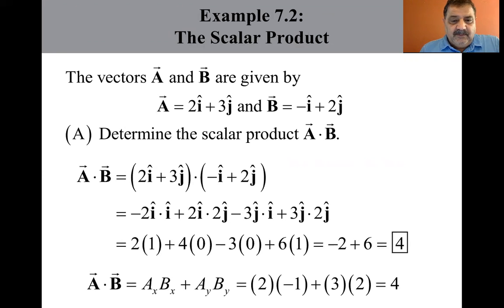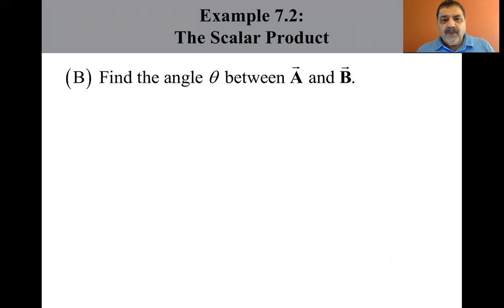Okay. Now, if we just use the formula that we had previously, Ax Bx plus Ay By, it's much simpler. You get 2 times -1 and 3 times 2. So -2 plus 6 equals 4. That's the more direct approach. You don't have to go through the exercise of doing the i dot j and the j dot i because we already know that those terms are going to be 0.